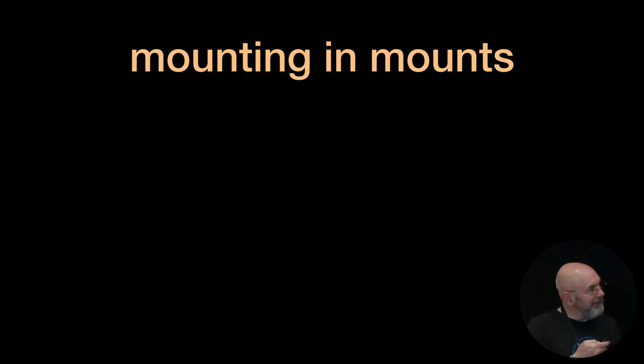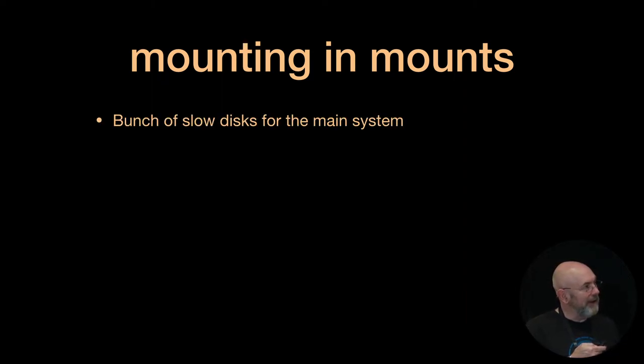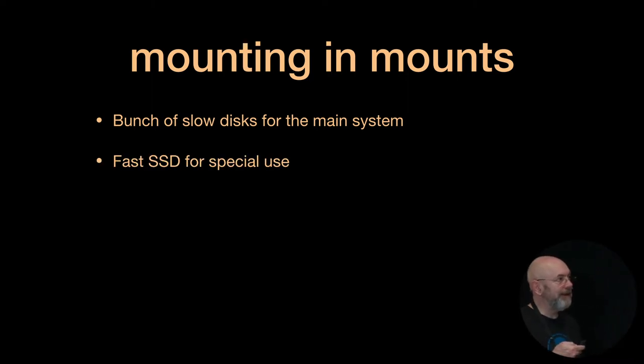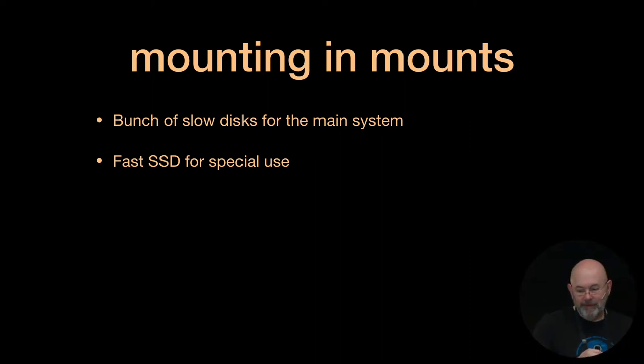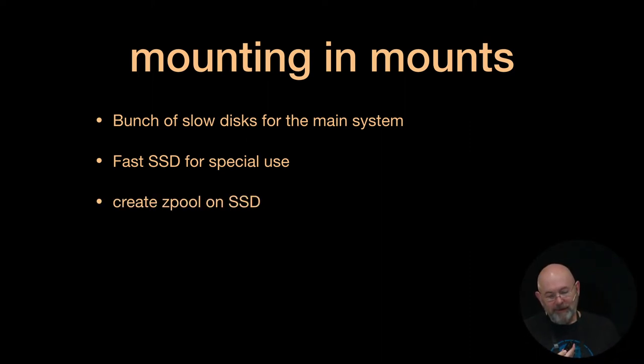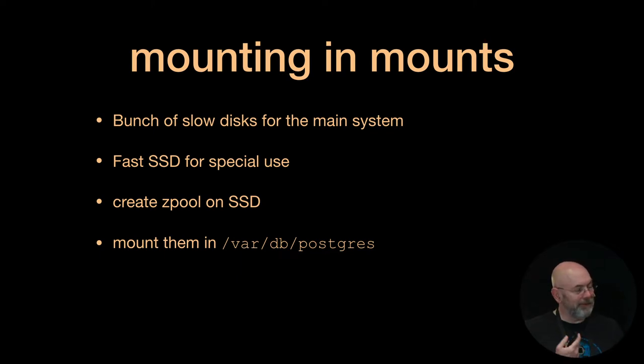One of the most neat things I use on ZFS is mounting within mounts. So I have a bunch of slow drives for the main system, two old spinning disks, and that's what I boot from. They're directly connected to the motherboard. But then I have a database that I run on this system. So I add in a couple of SSDs for that database, and I create the zpool on the SSDs, but then mount them in var/db/postgres, which is just a mount point on the main system. And your code doesn't care it's on a different file system. It's completely hidden, and it just works. You can also do this with /tmp. Put /tmp on the fast drives as well.